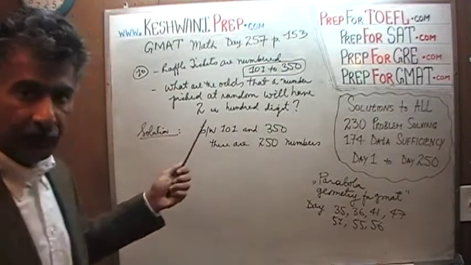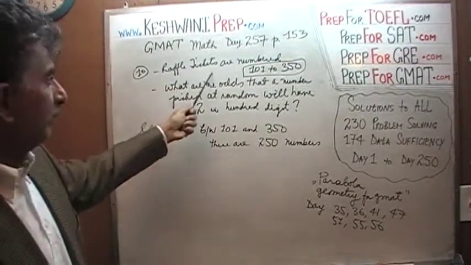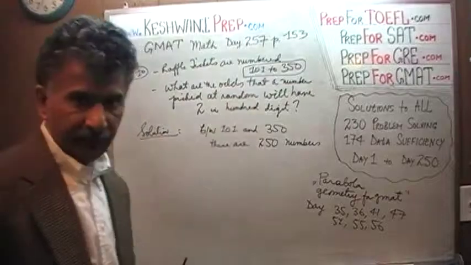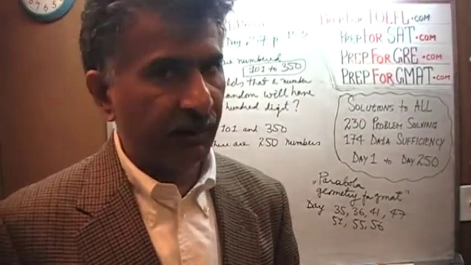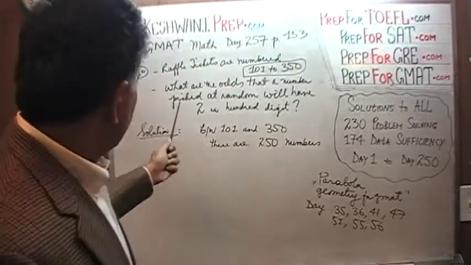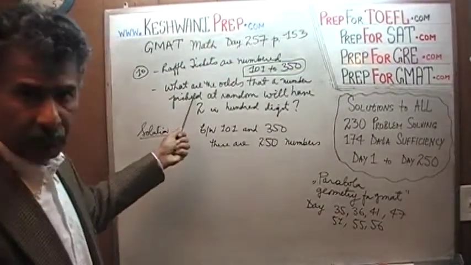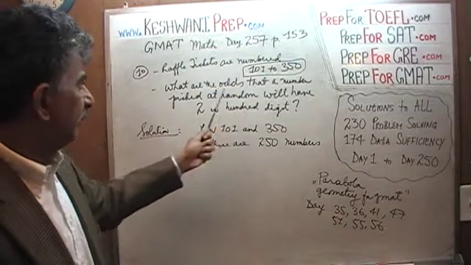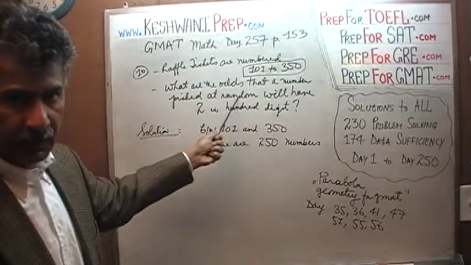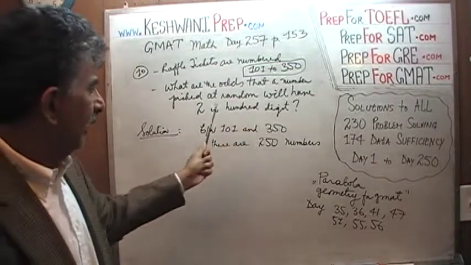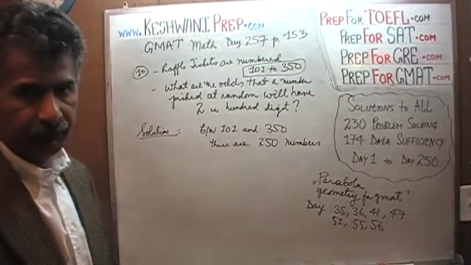It says, we are told that we have raffle tickets that are numbered from 101 through 350. Pay attention here, they are numbered 101 through 350, they are not numbered from 100. Question is, what are the odds that the number picked at random will have 2 in the 100 digit?